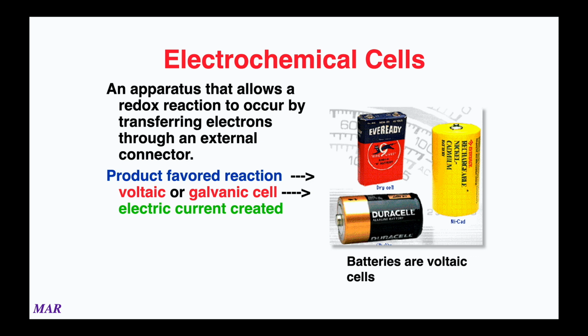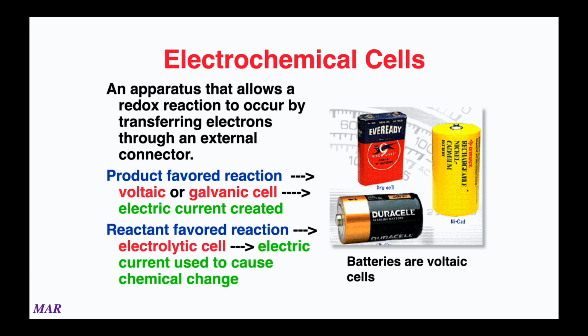So product-favored reactions in a battery are called voltaic or galvanic cells, and they create usable electrical current. So if you have a battery that works, you have a voltaic or galvanic cell. You can use either name. Those are named after some famous electrochemists we'll see. So all working batteries are voltaic or galvanic cells, and these are the kind of batteries we usually want to operate our different widgets.